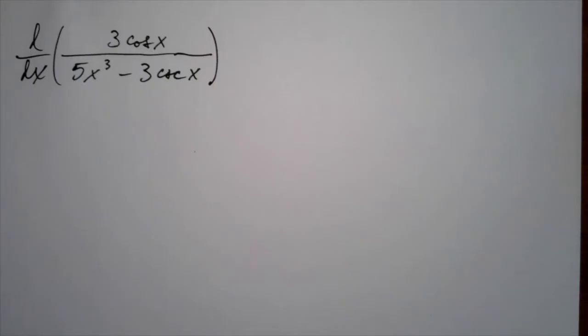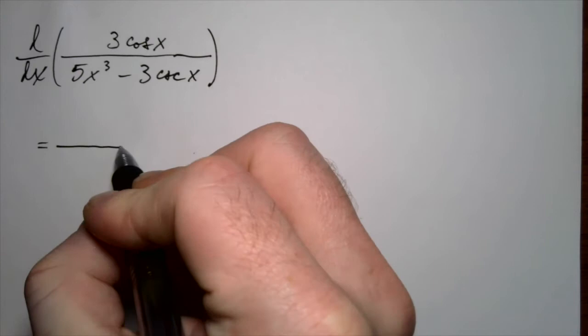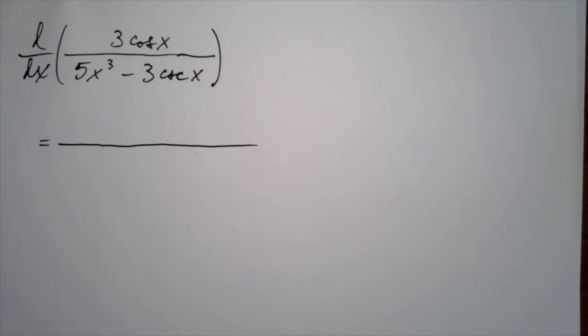Onwards, let's compute the derivative of 3 cosine of x divided by 5x cubed minus 3 cosecant of x. To compute this derivative, we have a fraction involving two somewhat complicated functions. There's no cancellation or anything. The only real hope that we have is to use the quotient rule. That's what we're going to do.